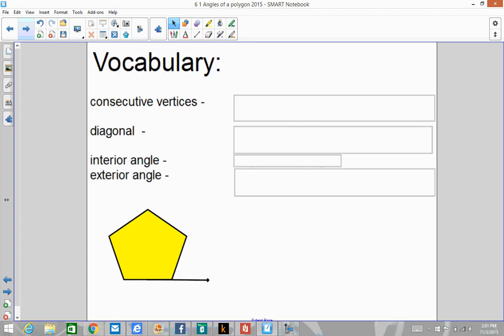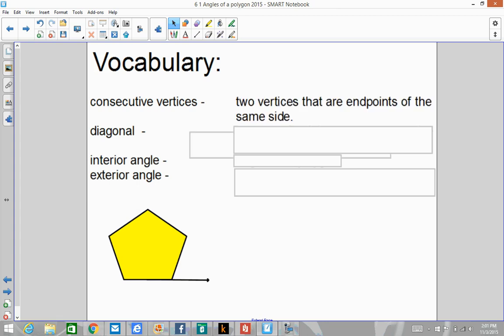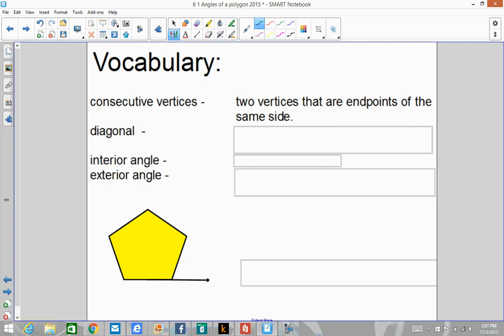All right, so vocabulary. A little bit of vocabulary we need to make sure we know for this unit is consecutive vertices. Consecutive vertices are vertices that share the same endpoints of a side. So consecutive vertices would be like this one and this one, or like this one and this one.